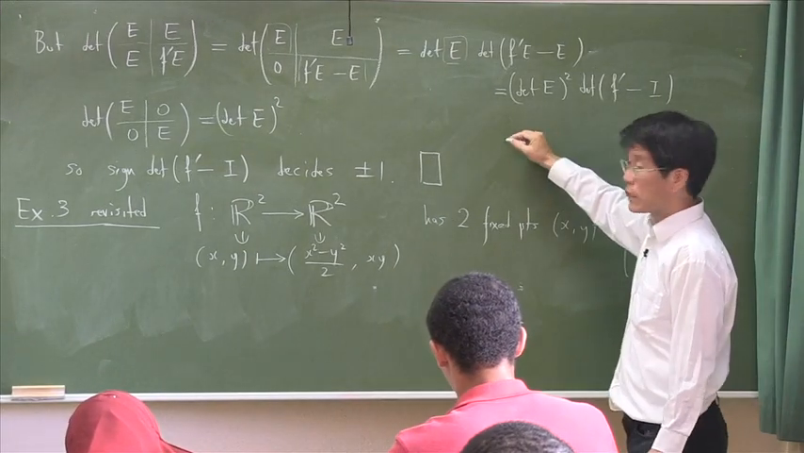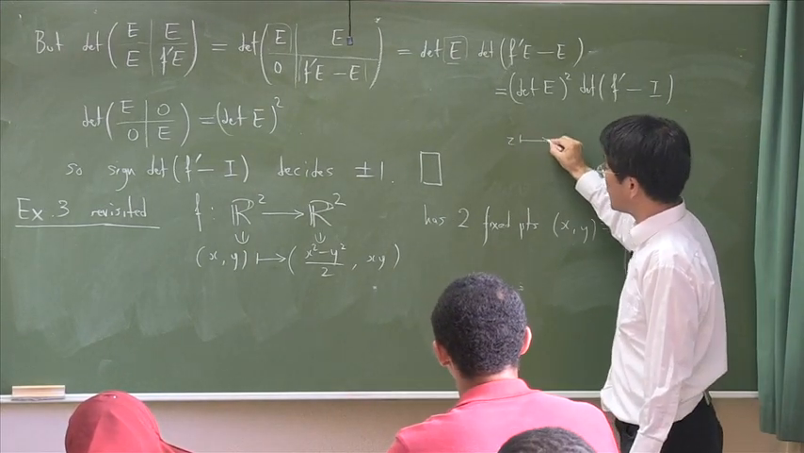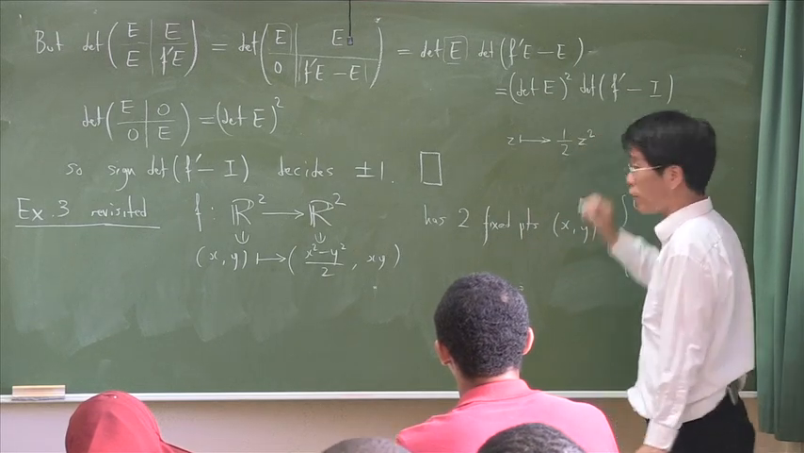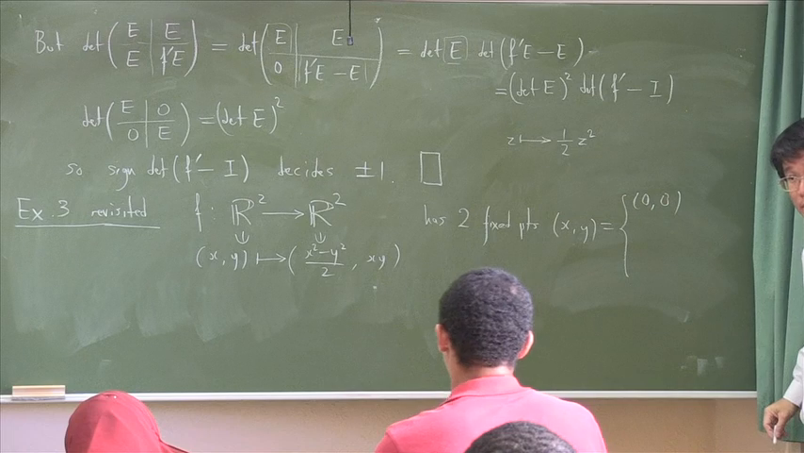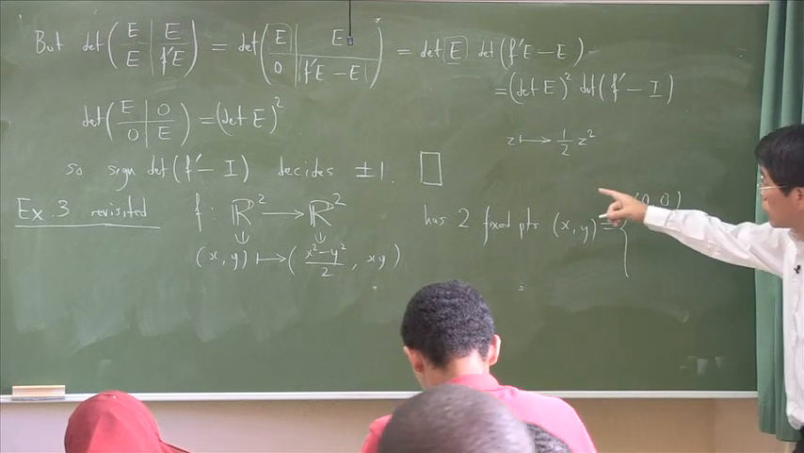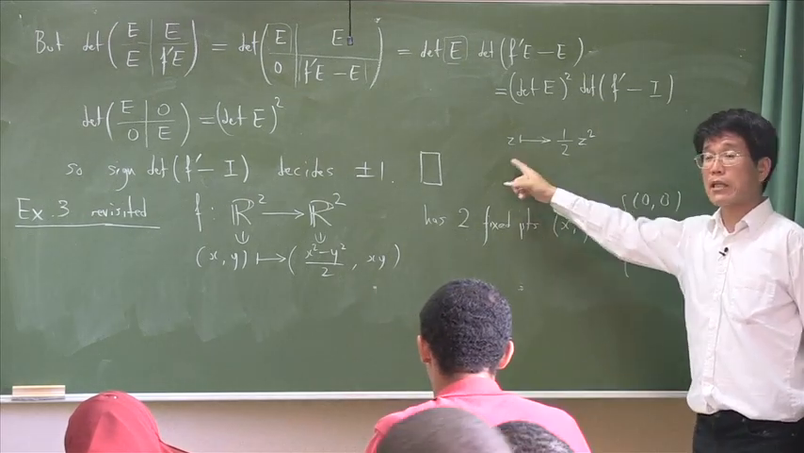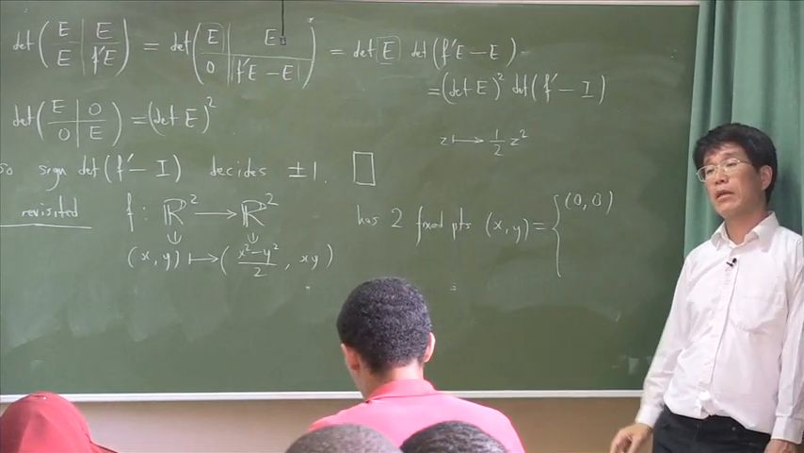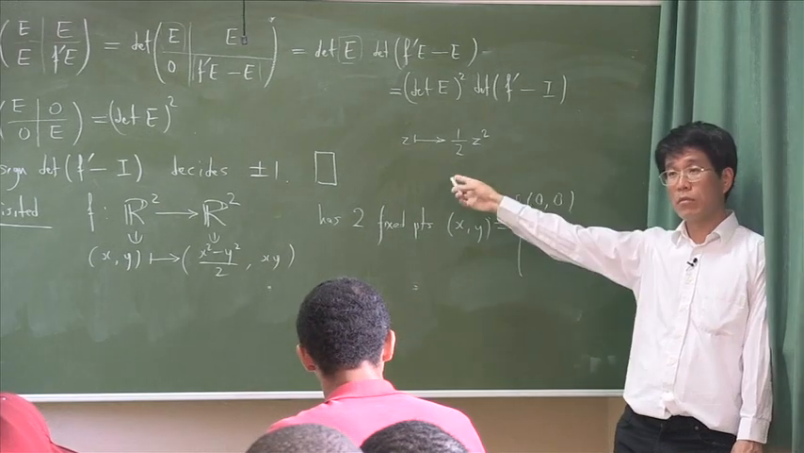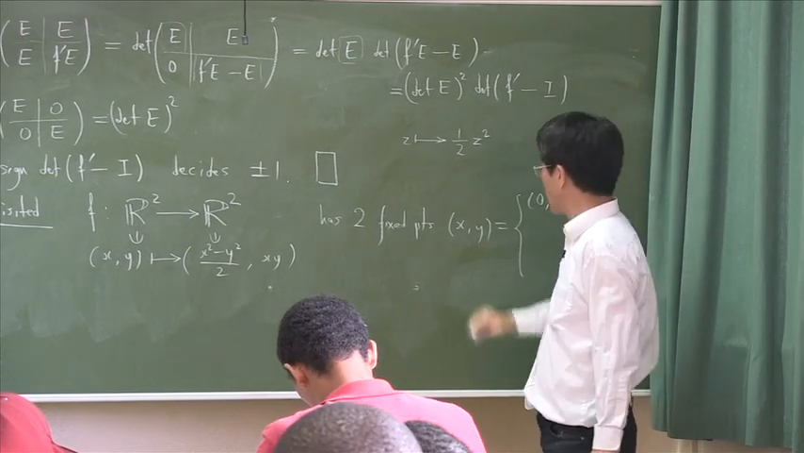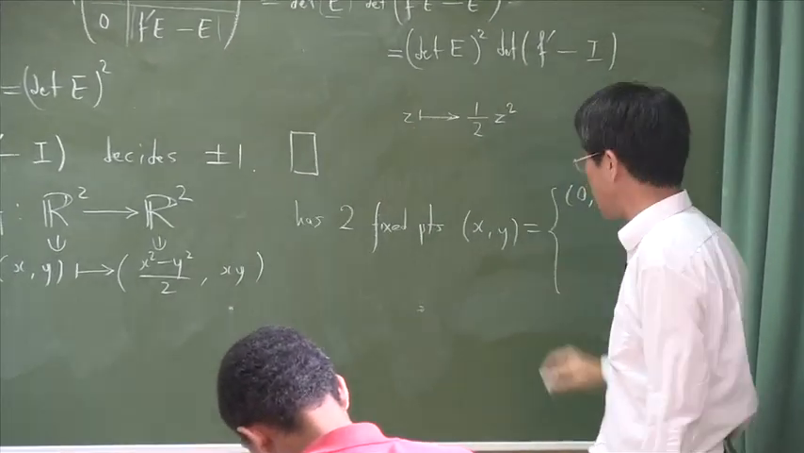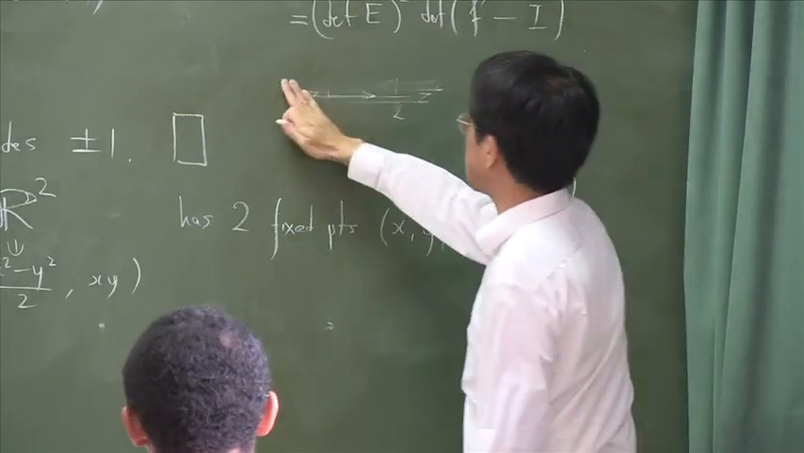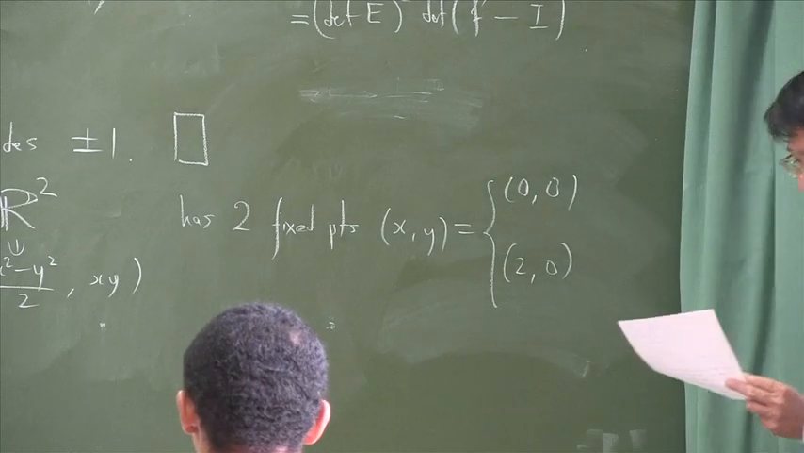In order to see this, it's nice to remember that this map is in fact, in complex notation, z goes to half of z squared. So 0 goes to 0. There's another point which goes to the same point. Which one is it? Indeed, 2 goes to 2. In fact, 2 plus i0. So 2, 0 is another fixed point. Okay?